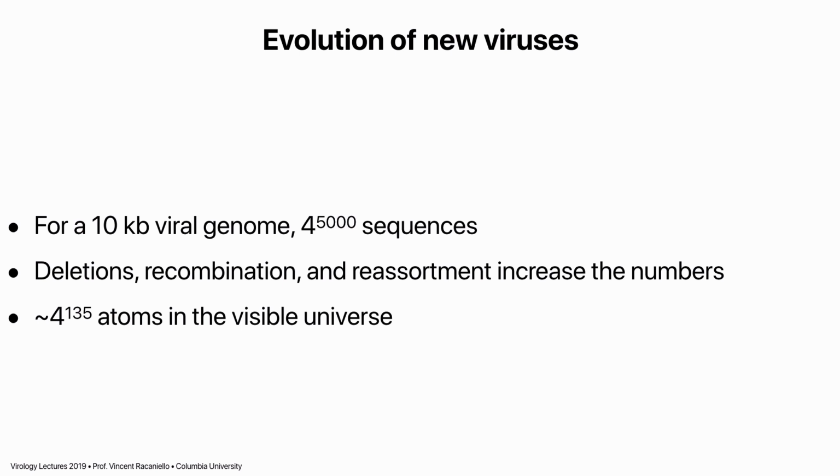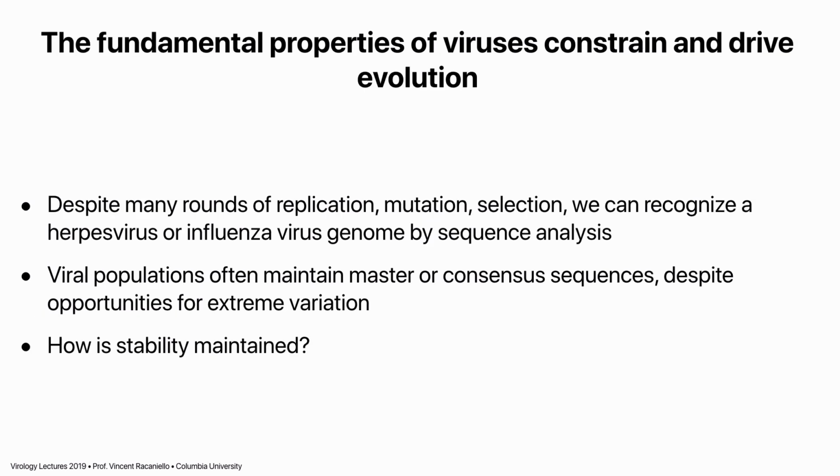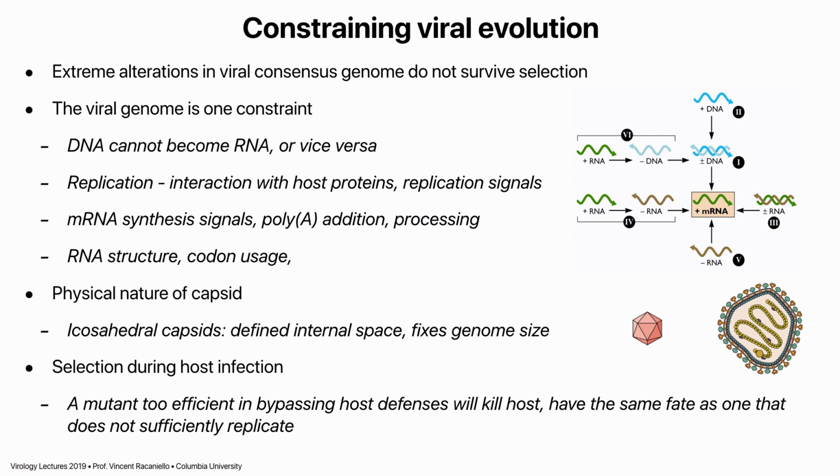So why don't we see new viruses arising? Why do we always have to get them from animals? Well, that's because fundamental properties of viruses are probably constrained. We can recognize herpes and influenza. Some kind of stability is clearly maintained. And that includes the fact that extreme alterations don't survive. So you could put lots of mutations in a genome, but it wouldn't be viable. And that probably constrains evolution. And there are many properties that constrain it.